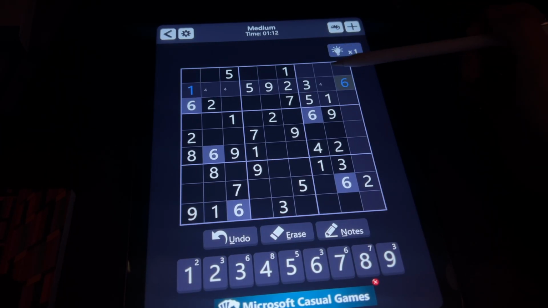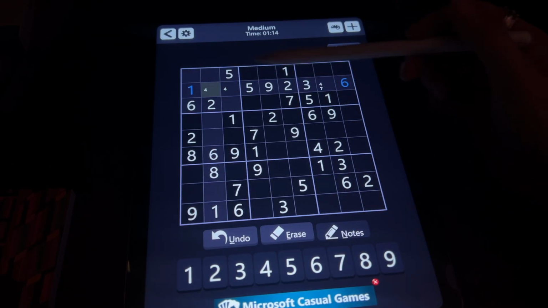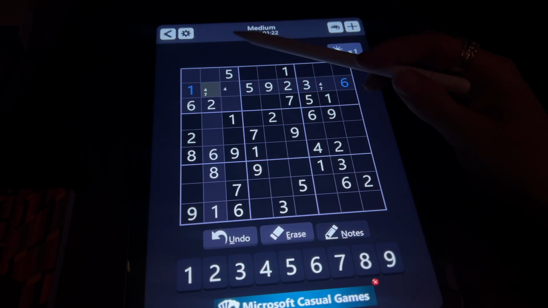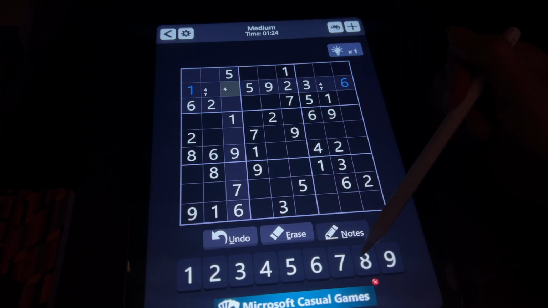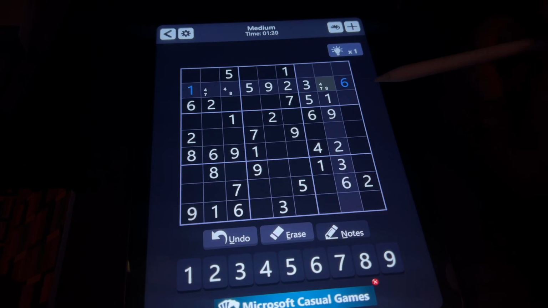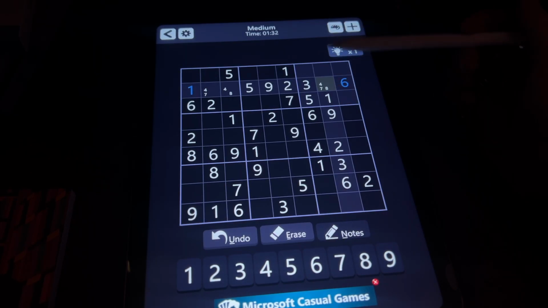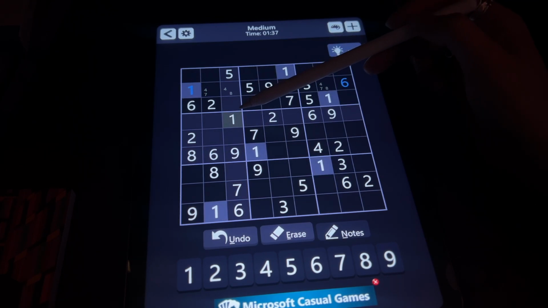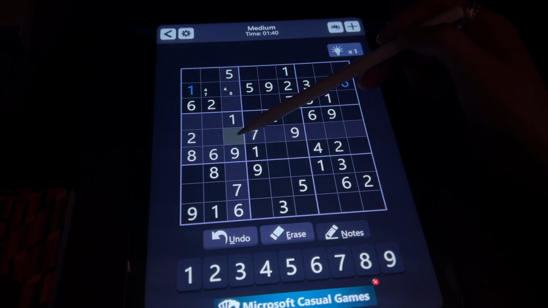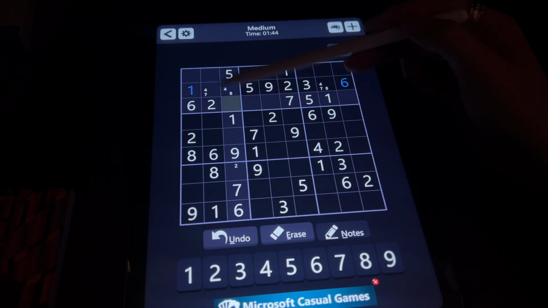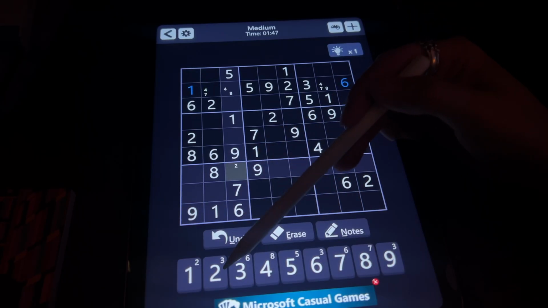A 7 can either be here or here. The 8 can't be there. It can be there. And it can be there. Okay. What else do we know? So there's a 1 in this row already. The 2 can't go here. It can go here, but it can't. No, okay. The 2 can only go there.